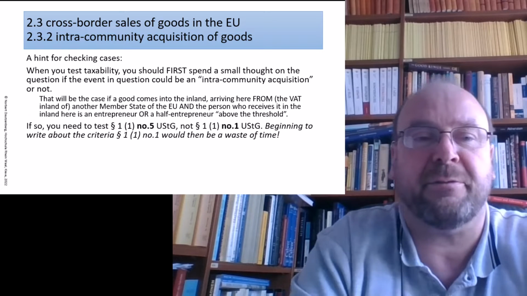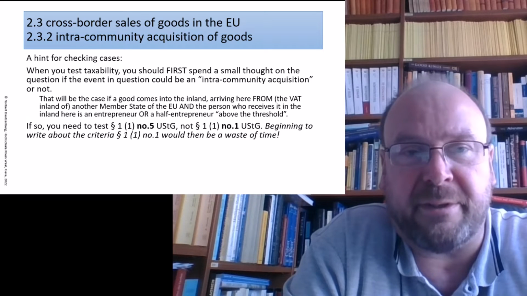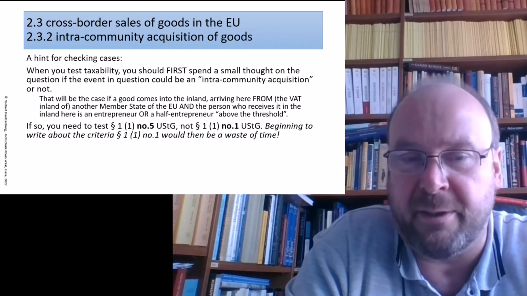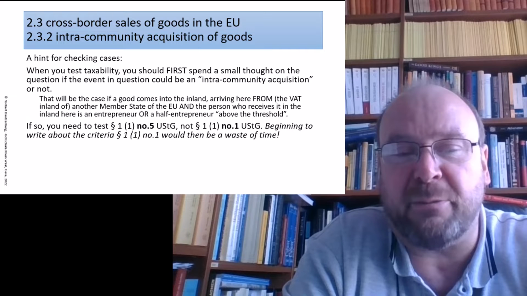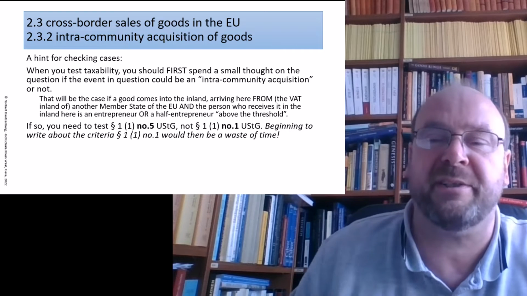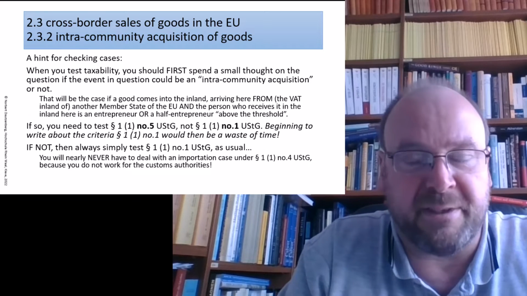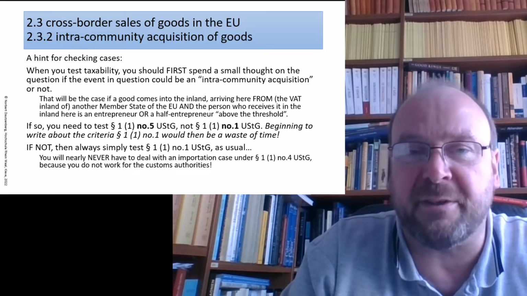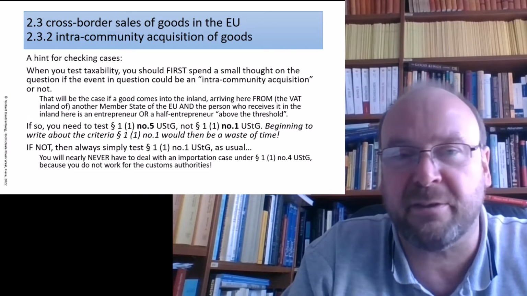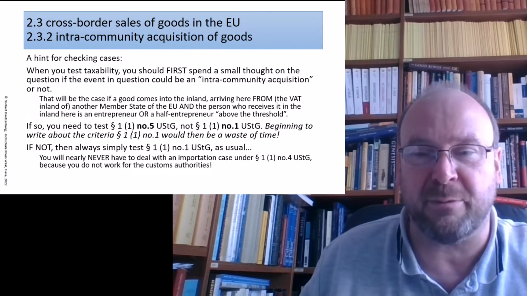So your first thought when you're working on a case should be, is it one of the extraordinary cases where I have to test 1 number 5 and not 1 number 1? Beginning to write about the criteria of 1 number 1 when you have a buyer who obtains a good from the rest of the EU would simply be a waste of time. So begin with thinking about that. Now, if it's not 1 number 5, if it's not a case which is suspected or can reasonably be suspected to be an intra-community acquisition of a good, then directly turn to the standard procedure, test 1 number 1.